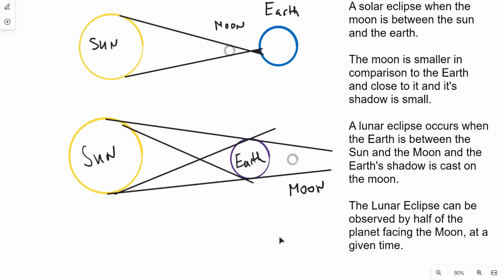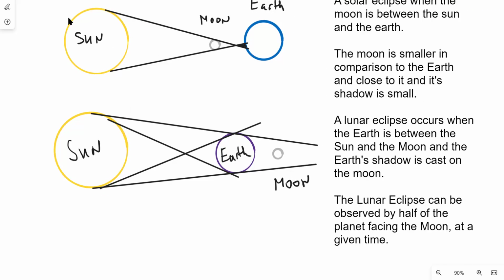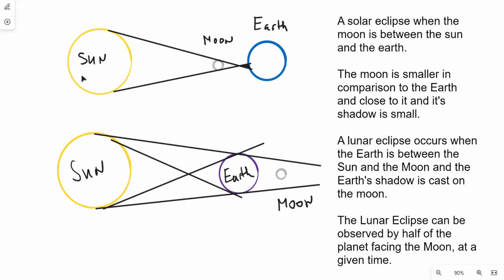Well, here's my little diagram for this. First of all, we can see that when we have a solar eclipse, this happens when the moon is between the sun and the earth. Now, the moon is smaller than the earth in comparison, but it's also quite close to it, meaning that the shadow region is very small. So we're only going to observe the eclipse if we are around this region.